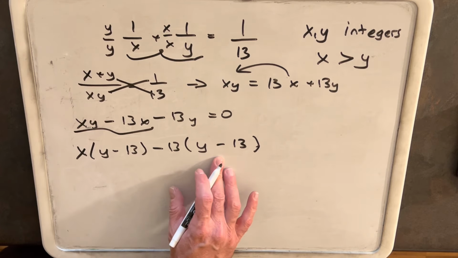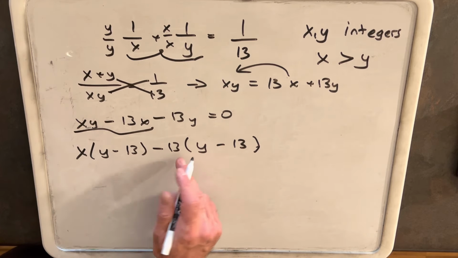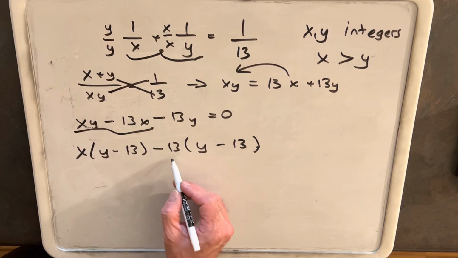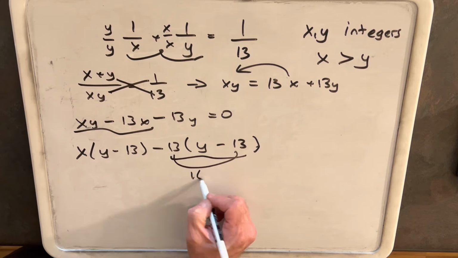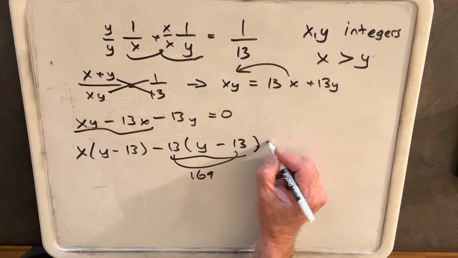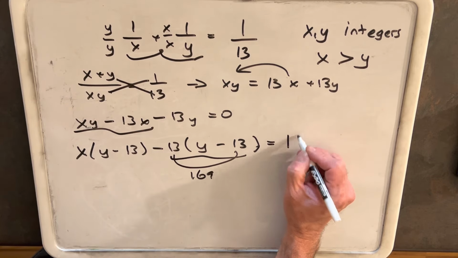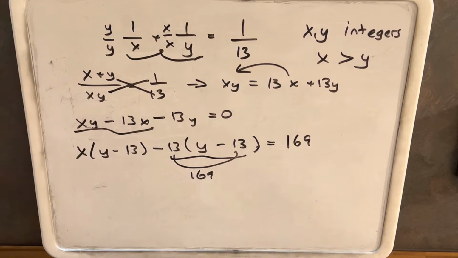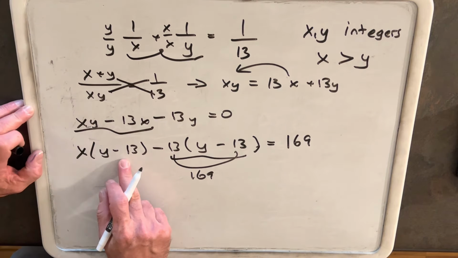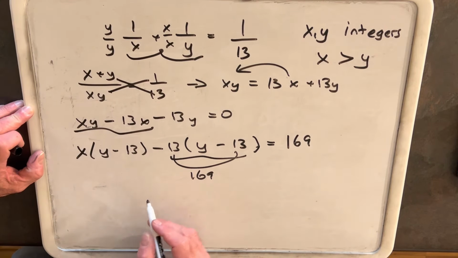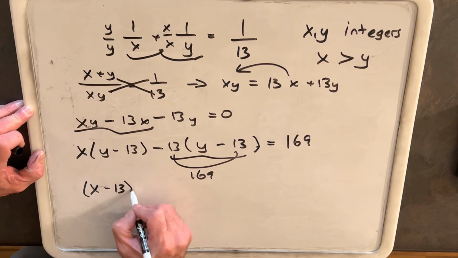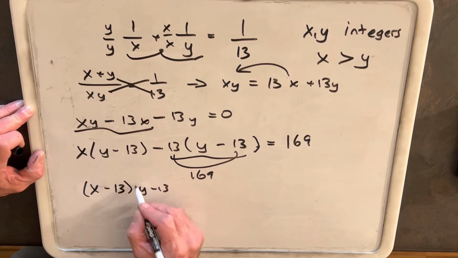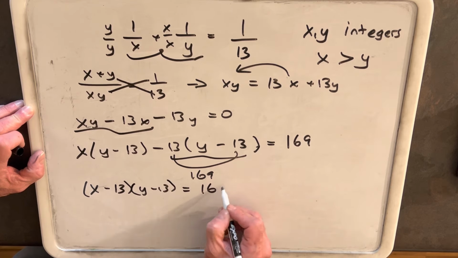Now we've changed the whole expression, right? Because now we've added minus 13 times minus 13, we've added this 169 on the left side. So to balance it out, we'll just add a 169 on the left side and we're fine. Now that we have this common term that we created, y minus 13, we'll factor that out. And this is going to be on the left side: x minus 13 times y minus 13 equals 169.